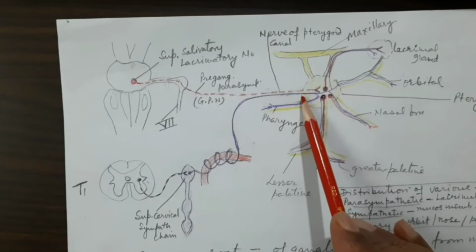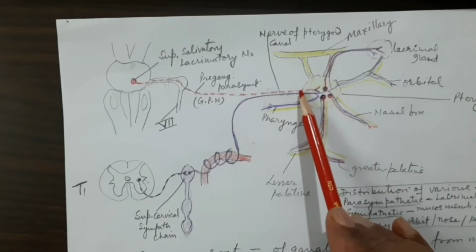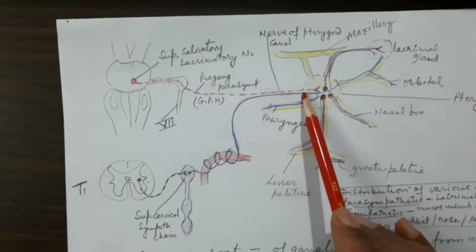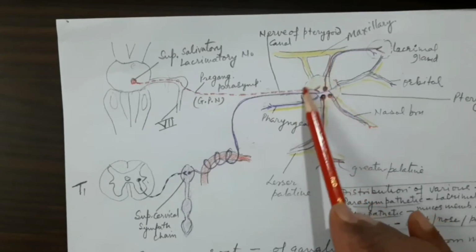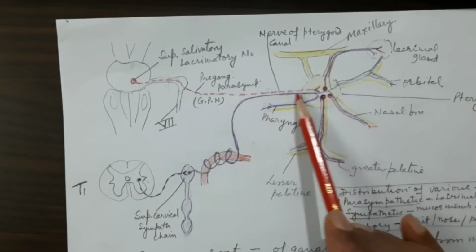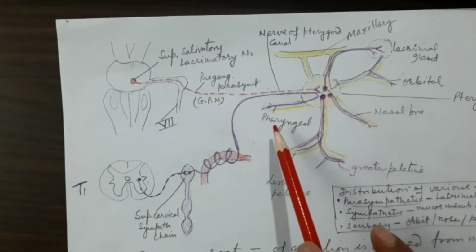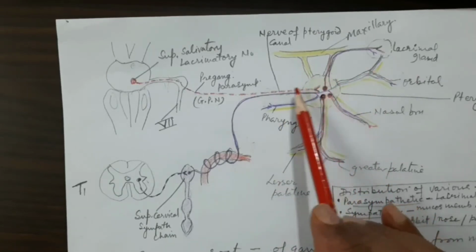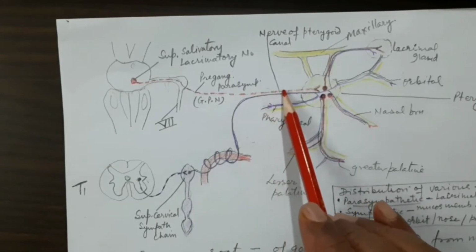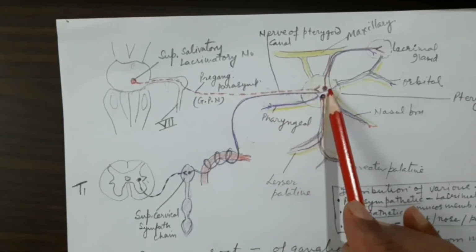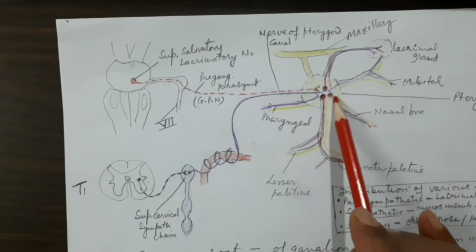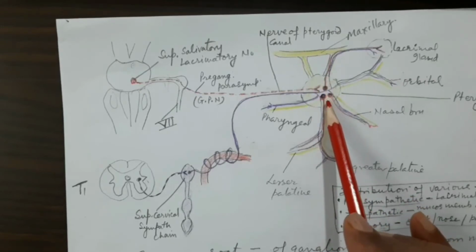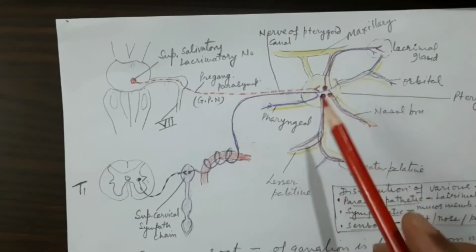And this pterygoid canal, on the posterior wall of the pterygopalatine fossa, there is a foramen through which the nerve of the pterygoid canal will come and join this ganglion, that is, enter into the pterygopalatine ganglion, right? So here the parasympathetic preganglionic fibers will relay onto the neurons which are located in this parasympathetic ganglion, that is the pterygopalatine ganglion.